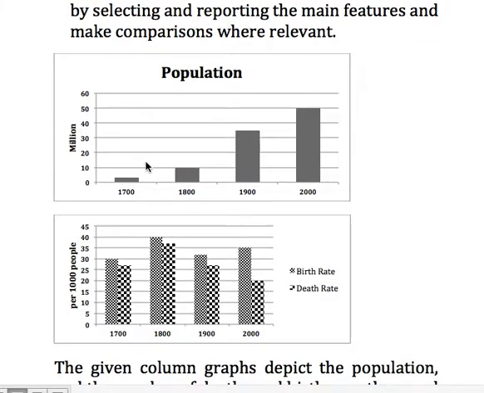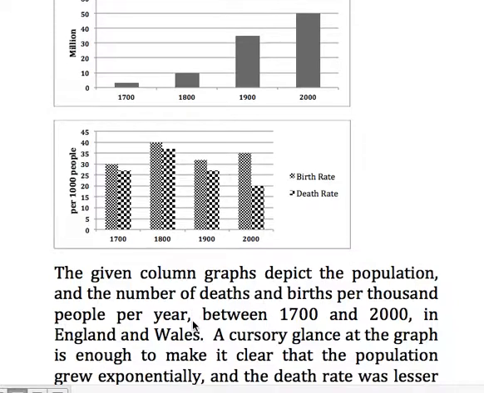So here you can see this is about the population and this is about the death rate and birth rate, and the time is from 1700 to 2000. The given column graphs depict, instead of depict we can say illustrate the population and the number of deaths and births per 1,000 people per year between 1700 and 2000.